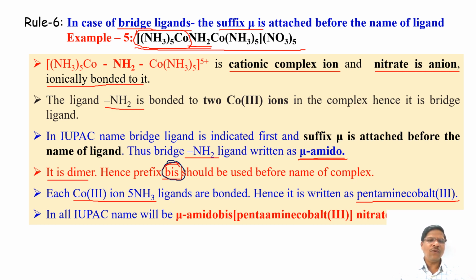So if you see the overall name, it will be mu amido bis pentaamine cobalt 3 nitrate. So mu amido indicates that the amido group, NH2 group, is a bridge ligand. Bis indicates that for the pentaamine cobalt 3, there is a dimer. There are 2 such units that exist in the coordination compound.